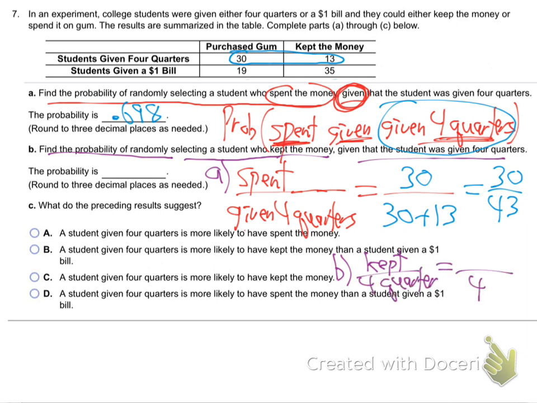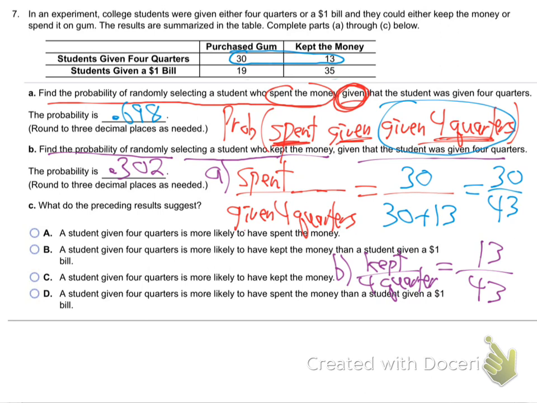So again, the bottom is 43. There are 43 people that were handed quarters. And how many kept the money? 13. Divide that on your calculator. There's 0.302. What else could we have done to get that answer? We could have taken the first answer and subtracted from 1, because it's the opposite. See how they add up to 100%, to 1.0? Either way is good. Is that making sense?